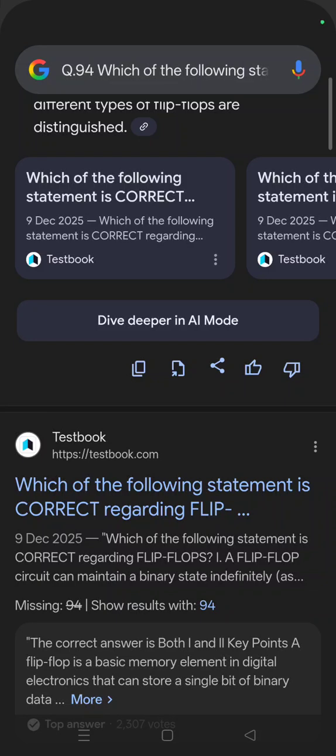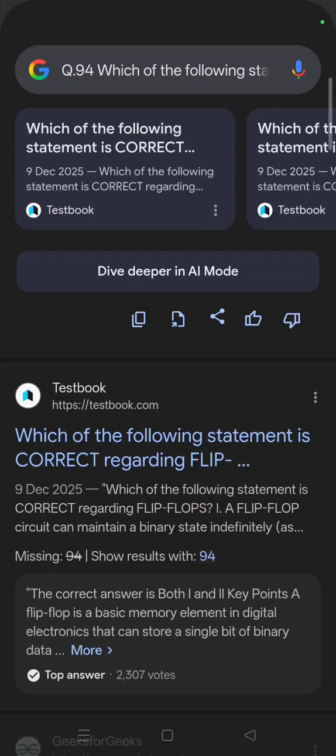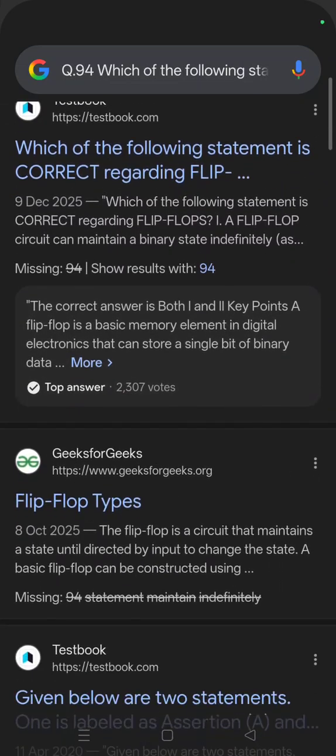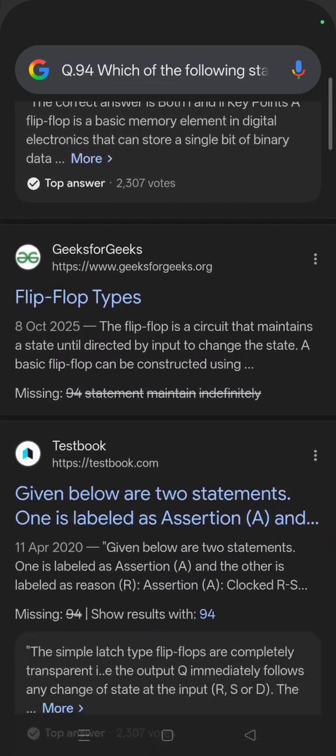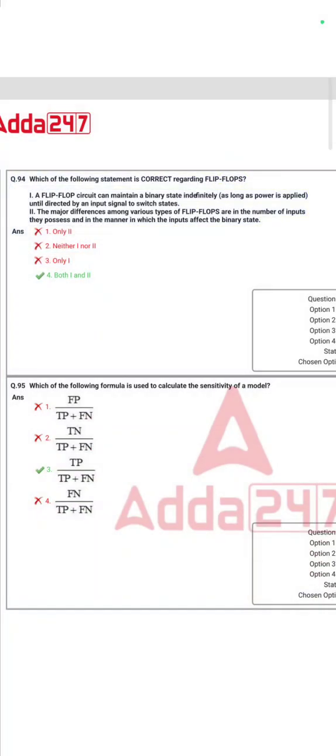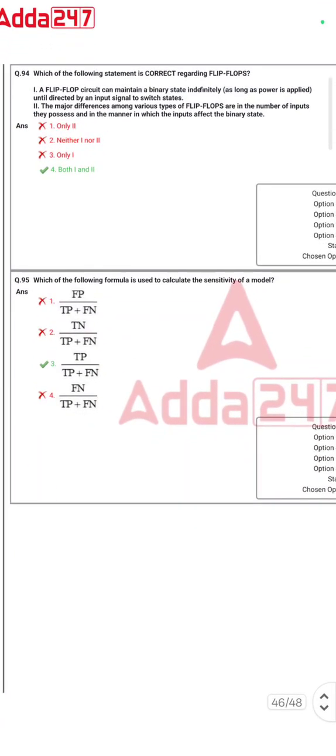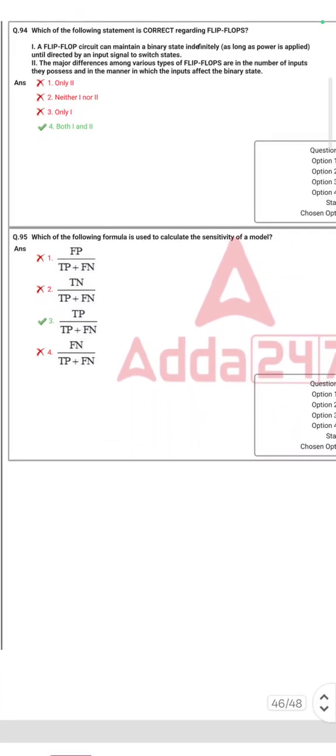Which of the following statements is correct? Which of the following statements is or are correct regarding the flip-flop? Which of the following formulas is used to calculate the sensitivity of the model? TP by TP plus FN.